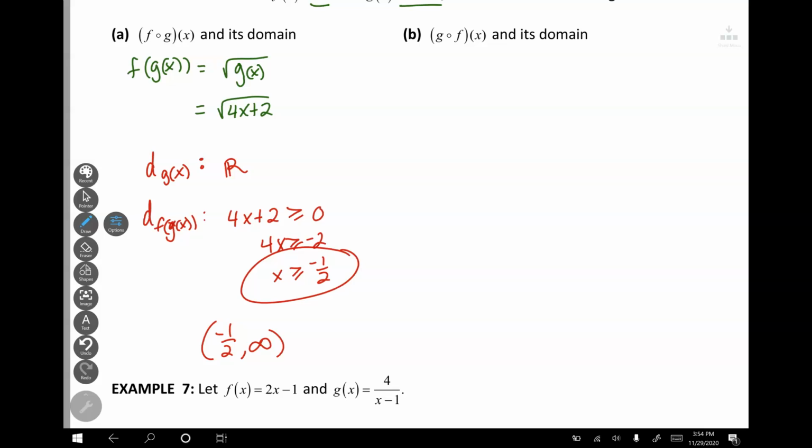Greater than or equal to, whoops. So I'll get a square bracket on that. And this was the function.